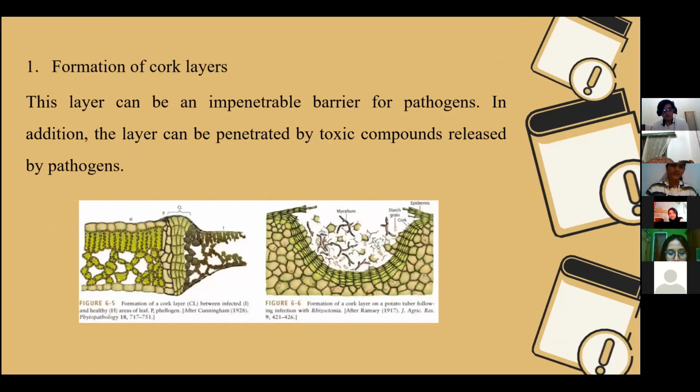The first one is formation of cork layer. This layer can be an impenetrable barrier for pathogen. In addition, the layer can be penetrated by toxic compounds released by pathogen.